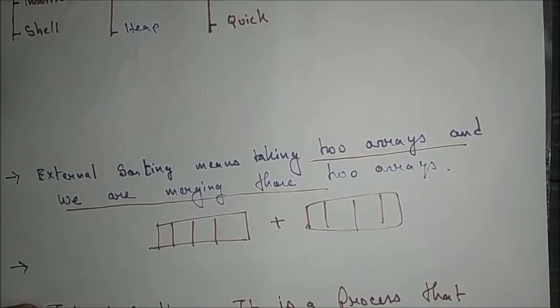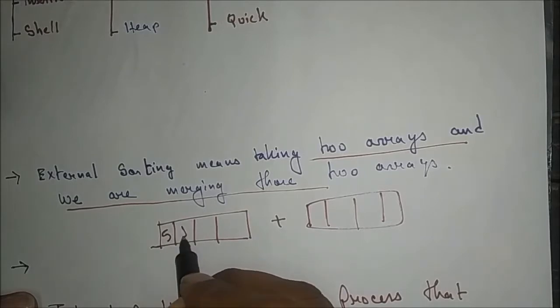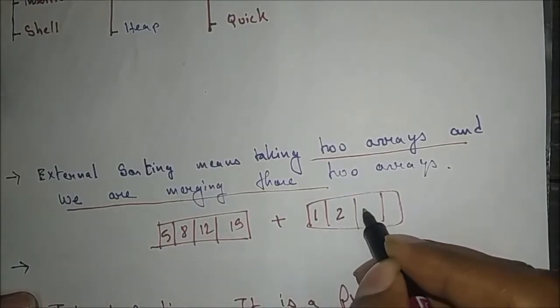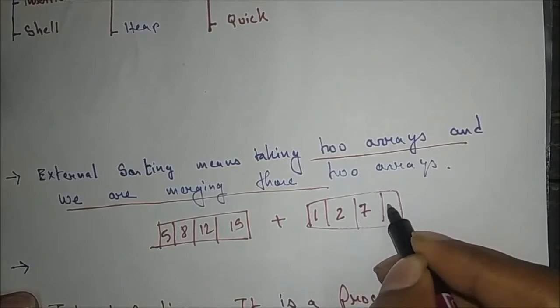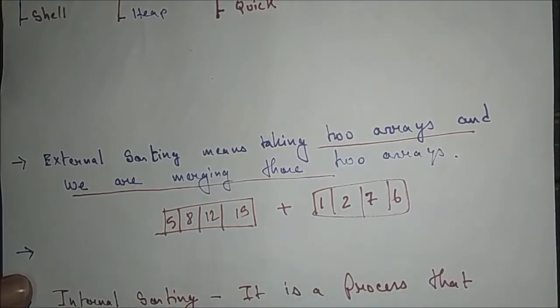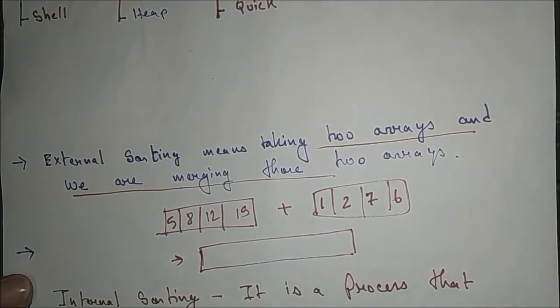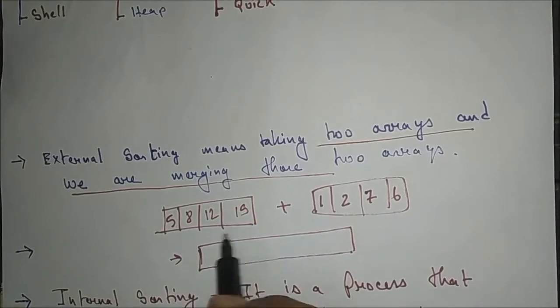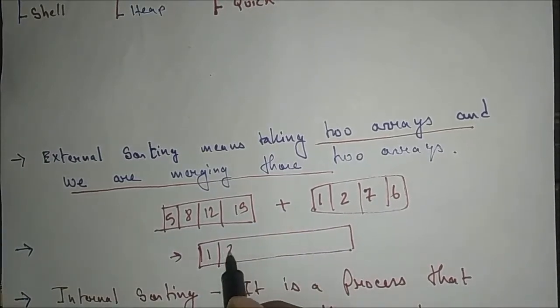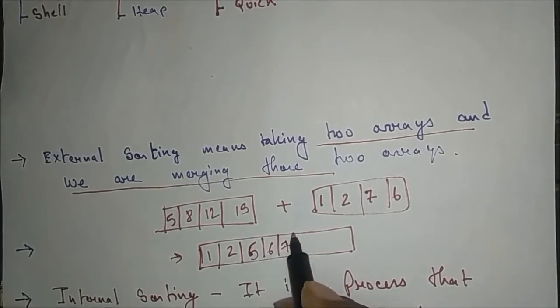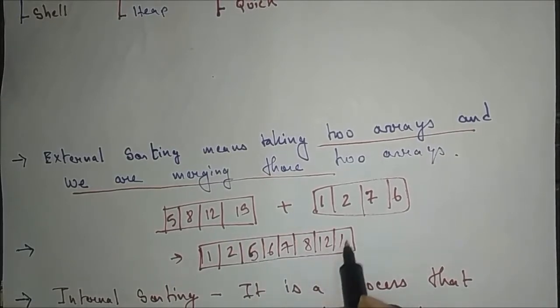For example, here 5, 8, 12, 15, and here 1, 2, 7, 6. Now we have taken two arrays. If we merge them, merging means sorting will be done at the same time. First 1 will come, then 2, then 5, then 6, then 7, then 8, then 12, then 15.